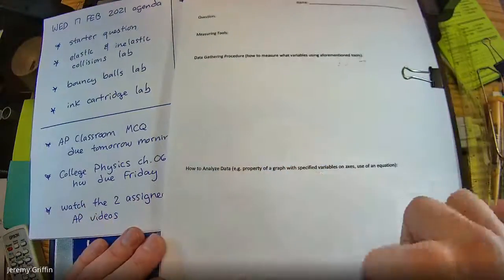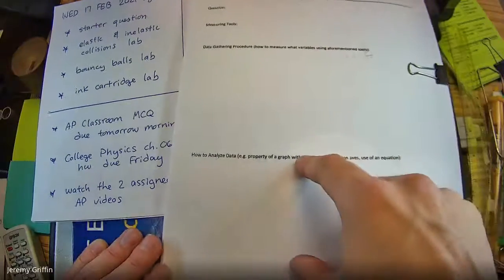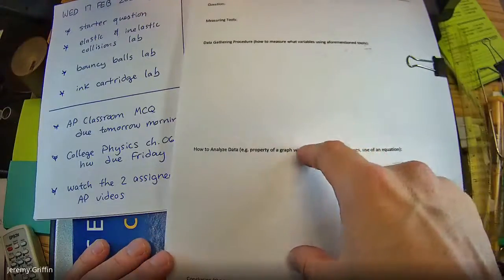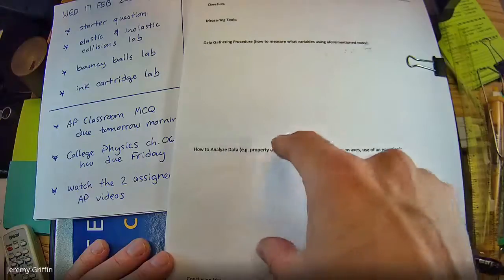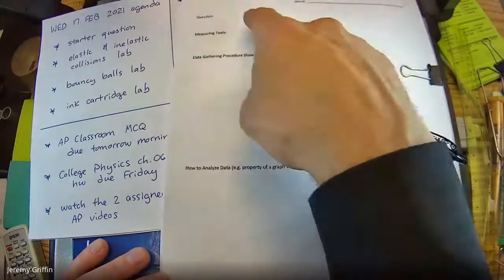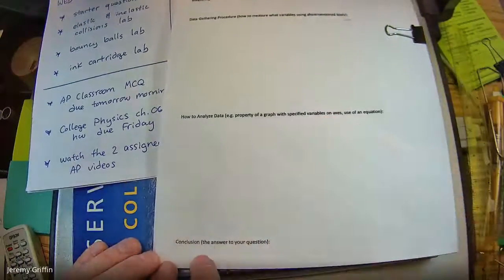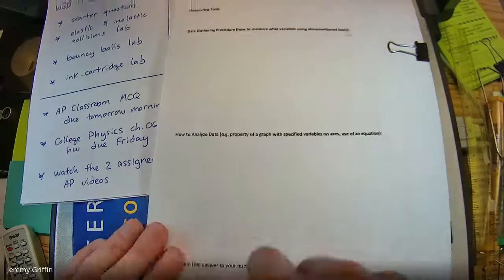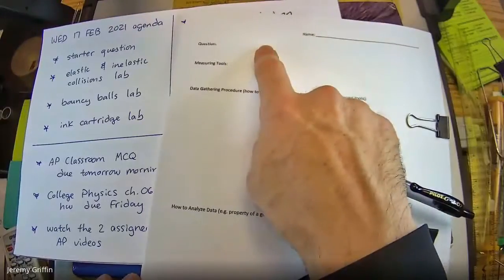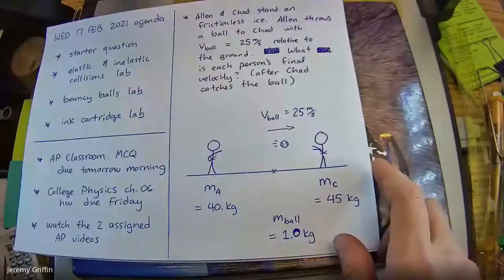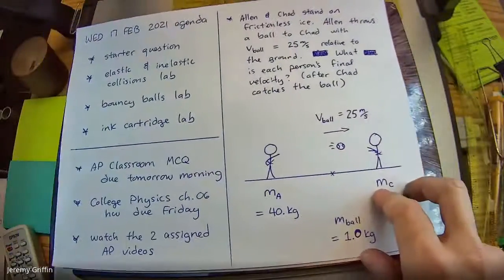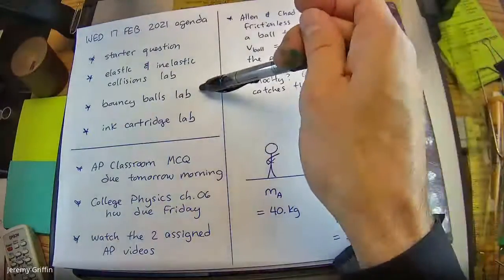Okay? And then here's where everybody's page is probably going to start to look pretty different. How are you going to use that data to answer this question? Might be an equation, might be a property of a graph, something like that. And then conclusion, what is the answer to your question? But I'll let you guys figure out what question you want to ask. Okay, so there could be like several questions you could ask about, especially the bouncy balls. I can think of quite a few questions.